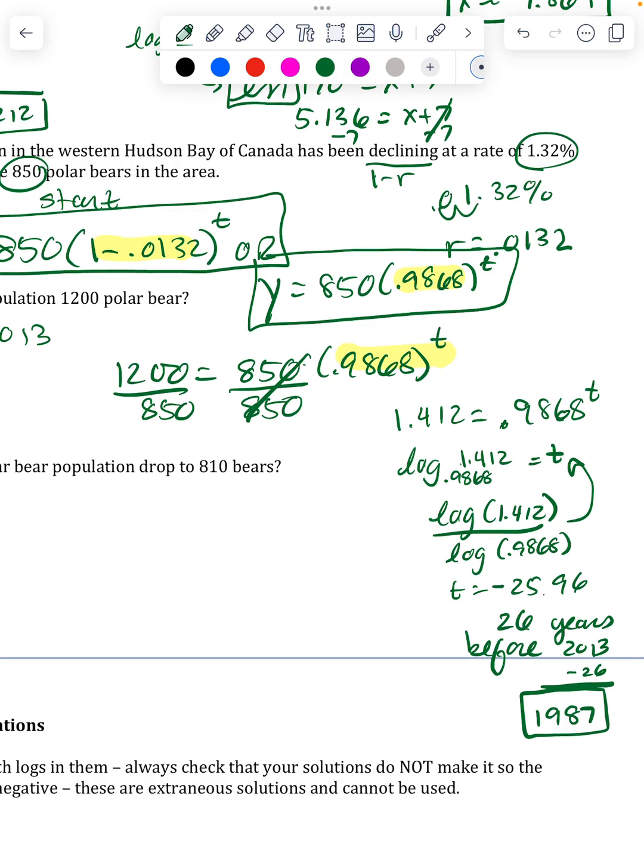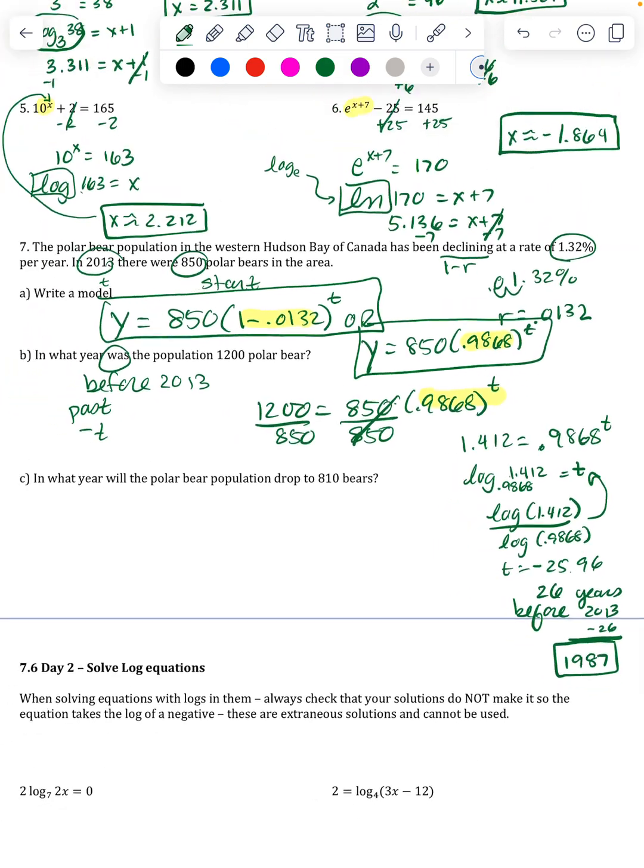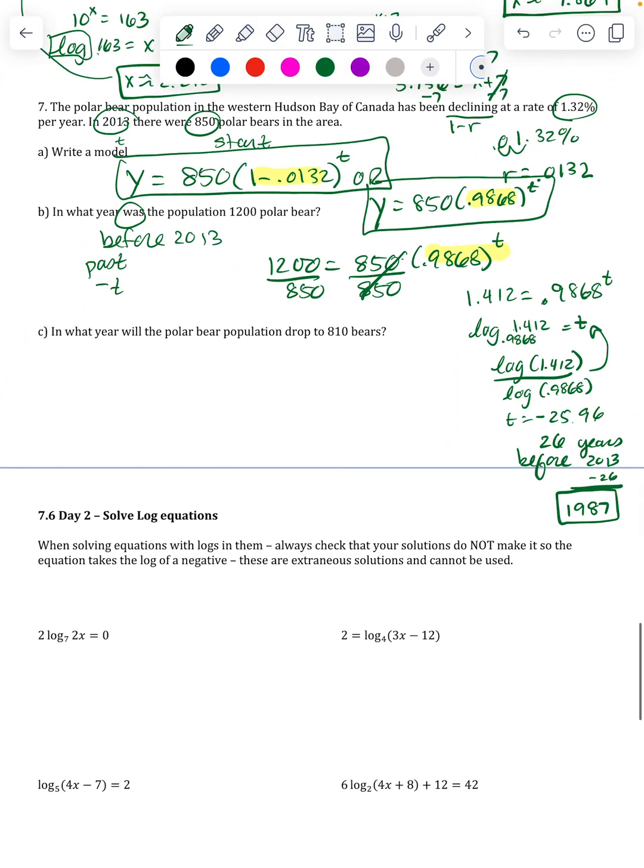So that looks like a lot of work, but it's exactly what we've been doing. The only new step is that division at the beginning. Now the next one says, in what year will the population drop to 810? So this is going to be in the future, and this is going to be a positive T. So I'm going to be here at the end of 810, started with 850. My growth factor, which is really a decay factor because it's less than 1, and I'm going to do the exact same math. I need to have this power part alone, so I divide out the 850.